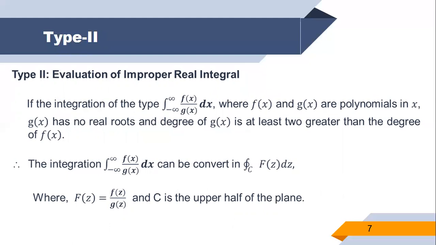So again, I repeat, in an improper real integration, the integration limit is minus infinity to infinity of f(x) by g(x) dx. Then we convert this real integration into a complex integration using the substitution x replaced with z, and the curve is the upper half of the plane.